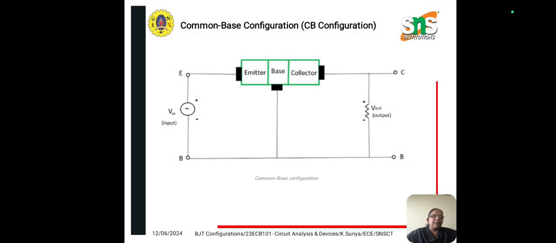As the collector current is always smaller than the emitter current, the current gain alpha in the common base configuration is always less than unity. This is a diagram which shows the common base configuration, where the base terminal is grounded and it is common between the emitter and the collector. Here we have emitter base junction and collector base junction. Emitter base junction will always be forward biased and collector base junction will always be reverse biased.